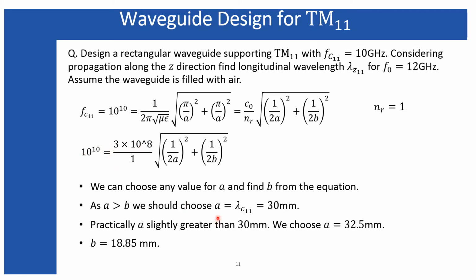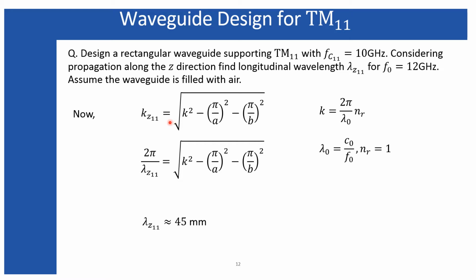So therefore, to confirm a is greater than b, I am choosing a equal to 30 millimeter. And since a is equal to 30 millimeter, from these equations I can easily find out what b is. So b is coming out something less than this, but for the practical value I am choosing a equal to 32.5 millimeter rather than 30 millimeter, and that value of a is giving us b equal to 18.85 millimeter.